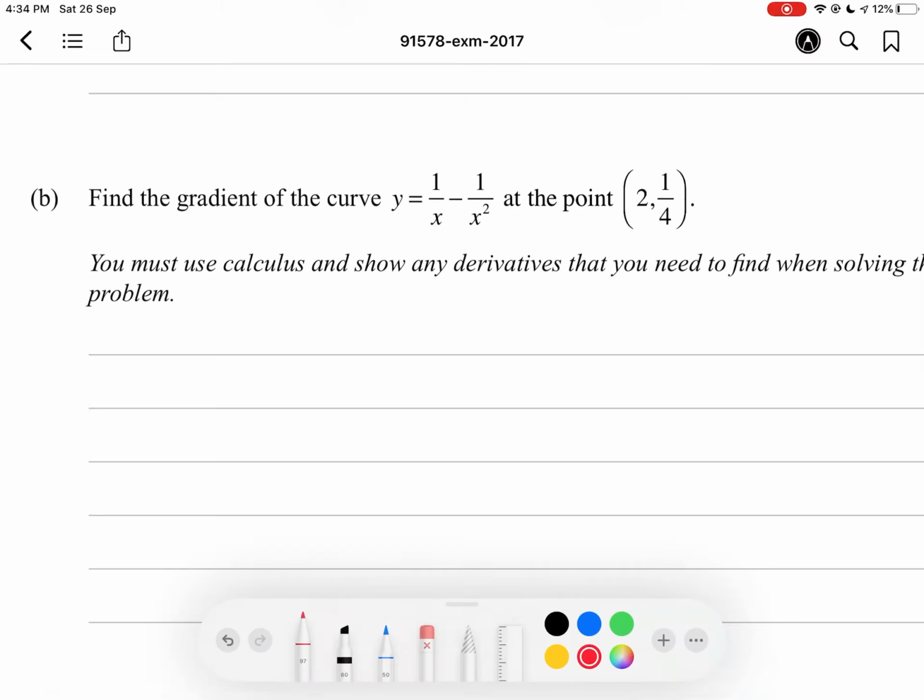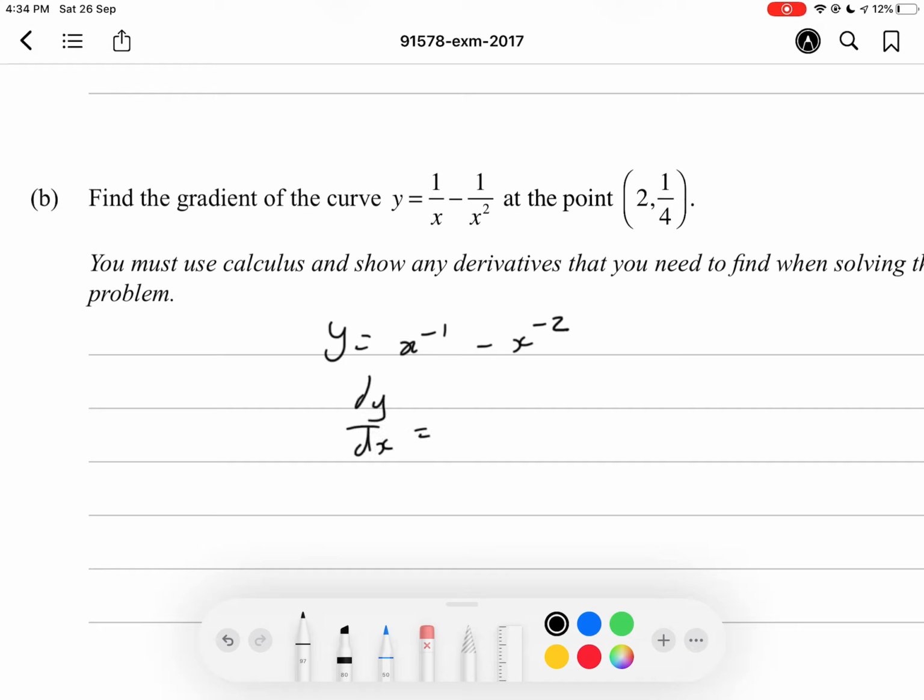Oh, red pen again, sorry guys. So dy over dx equals negative 1 over x squared. Actually, okay, I'll show you how. Actually, we can start off by making this a bit easier. So y equals x to the power of negative 1 minus x to the power of negative 2. Alright, so now we just need to use the power rule.